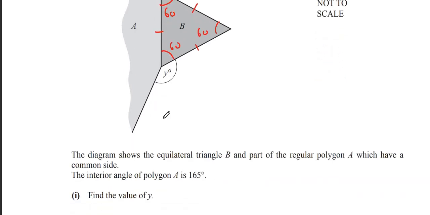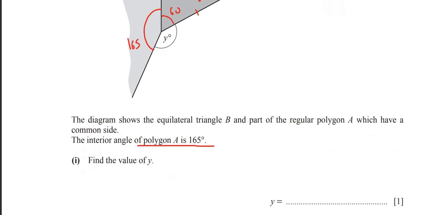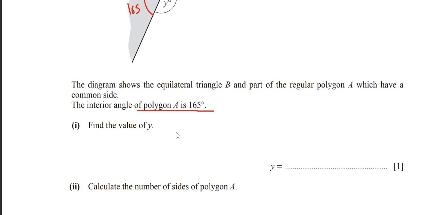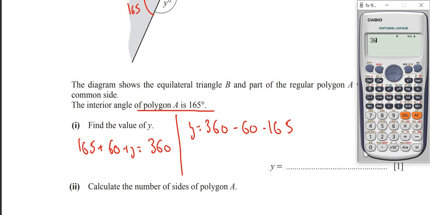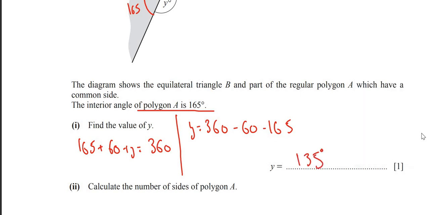Now moving on with the question, what did it say? It says that the interior angle of a polygon A is 165, which means this side is 165 degrees. Now the question is asking to find the value of y, which means 165 plus 60 plus y is equal to 360 degrees. So y is equal to 360 minus 60 minus 165. When I do that, I get 135. So y is 135 degrees.